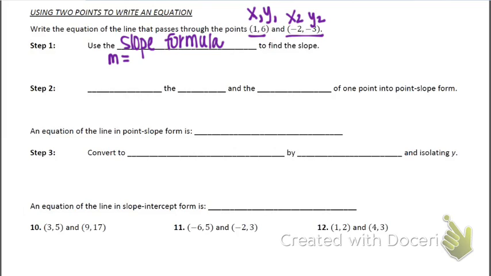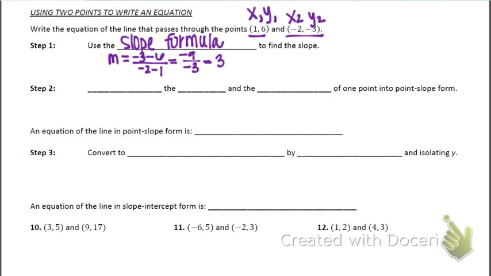Okay? So when we plug it in, that means we're going to have negative 3 minus 6 over negative 2 minus 1. Guys, what's negative 3 minus 6? Negative 9. And what is negative 2 minus 1? Okay, does that reduce? Yes, to what? Positive 3. Good. So we have a slope, right?